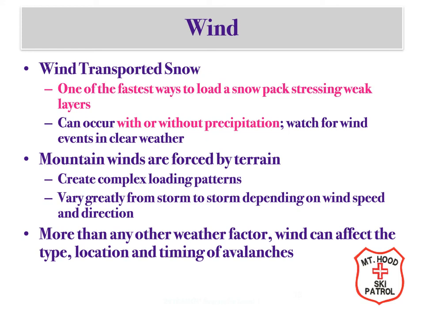Light wind is not strong enough to transport snow. Wind that is greater than 60 miles an hour will scour the mountain without redepositing the snow. Wind between 20 and 60 miles an hour will redeposit snow locally and should be a warning to check for wind-loaded aspects. More than anything, wind can affect the type, location, and timing of avalanches.